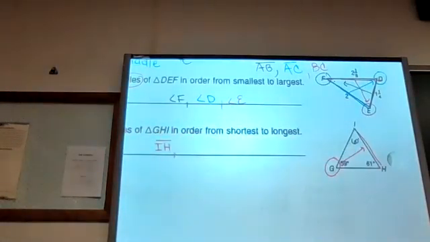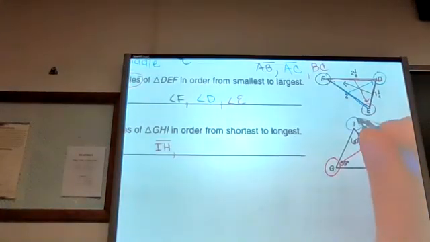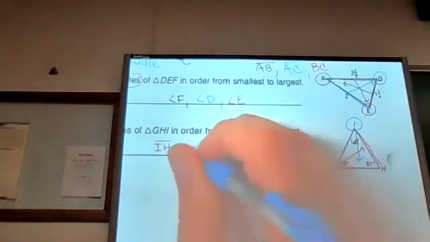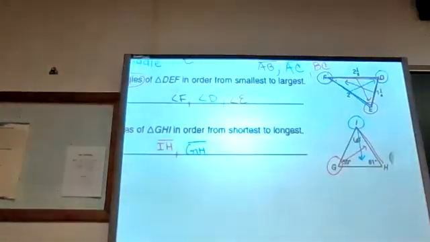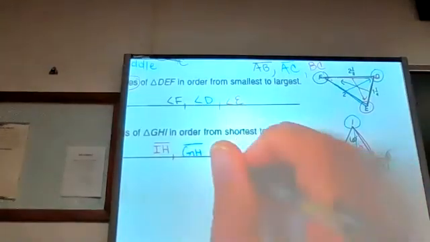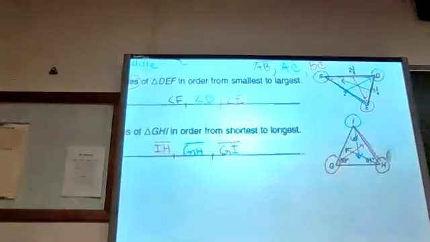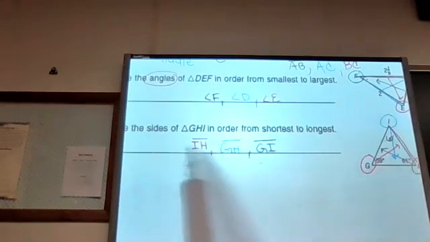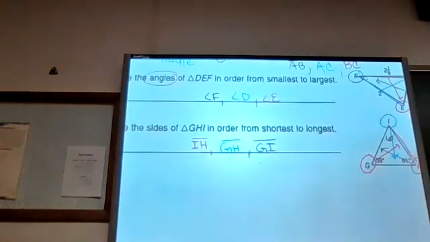Which angle would be the next largest angle? 60 degrees, angle I. And that means that the middle length of the triangle would be GH, across from it. Which leaves me my largest angle, H, which gives me my longest side of GI. Now, is it okay if I have IG instead of GI? Yeah, that's fine. The segments can go either way. So if your letters are flipped around, that's fine, same difference.